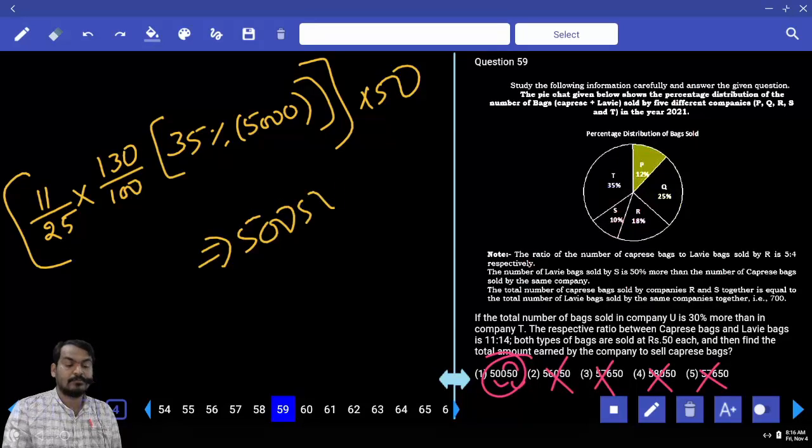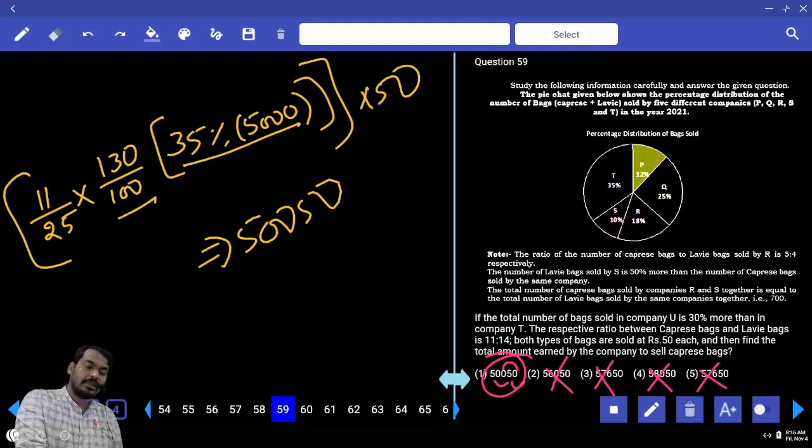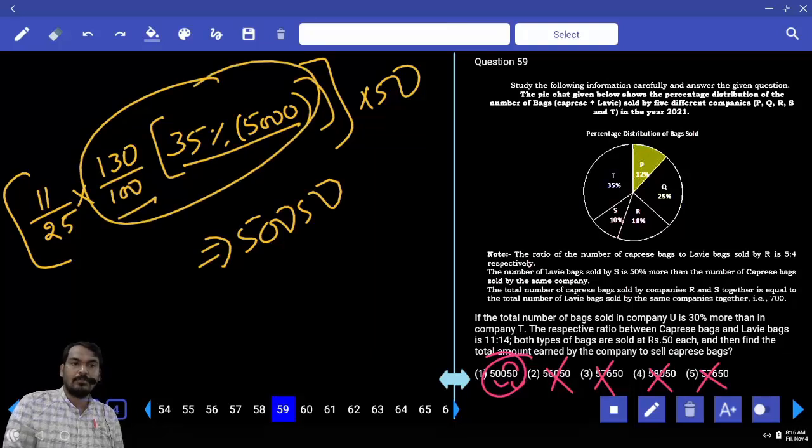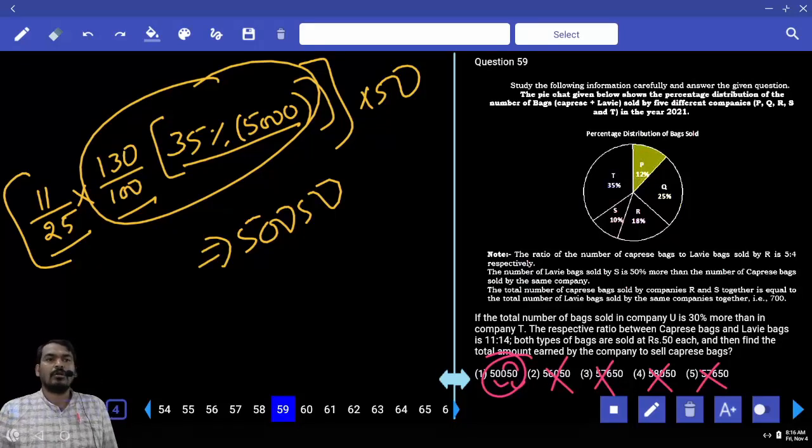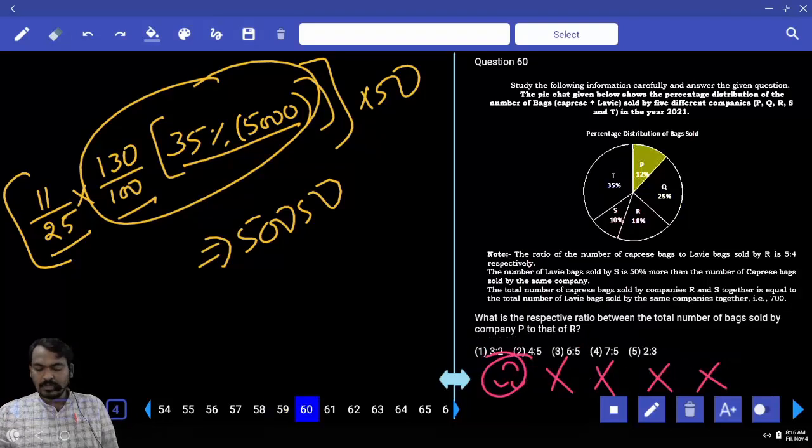50,000 50. 35% of 5,000 represents how much? 100%. We get the 130% value, that is company U value. That represents how many parts? 25 parts. We required which one? C type. How many parts we need? 11 parts. It is multiplied by 50, we get the total amount or not? Yes or no? Next question number 60.